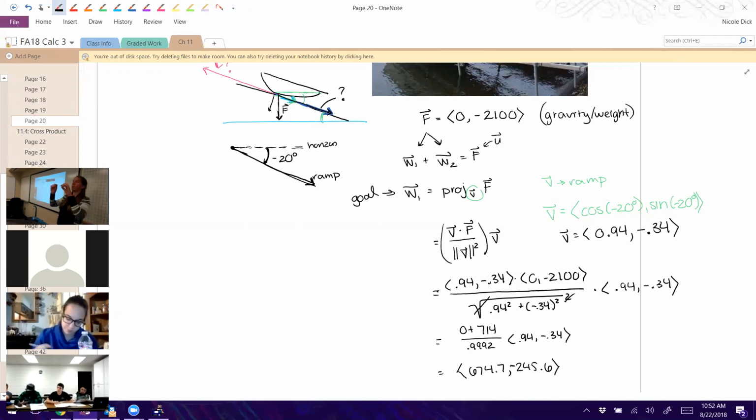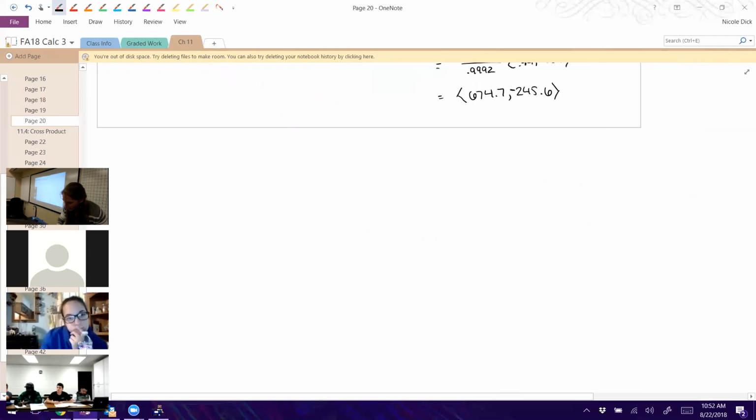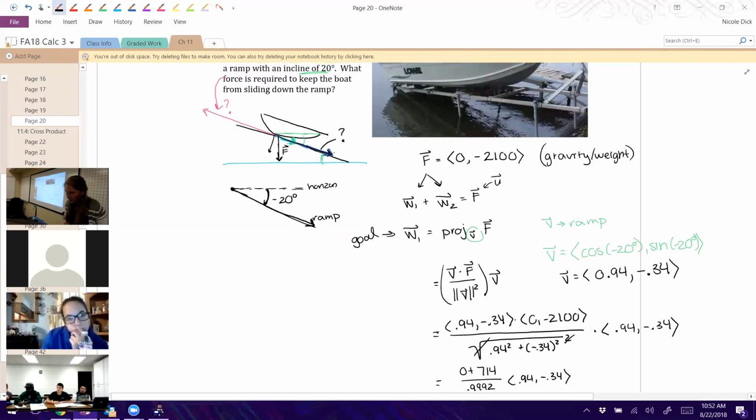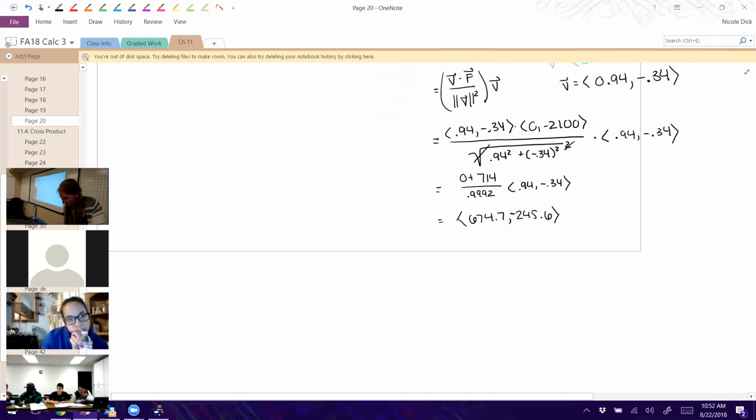You were right. The picture you had was right. So right now we're going the wrong direction down the ramp there. We need to flip this thing around. Okay, so we want to know, like we said, even though we can go through and find this blue vector we sketched up here, what we really want to know is this pink one, what's going the other way. So just multiply both by -1. So the force vector we actually are interested in is going to be negative 674.7 and positive 245.6.